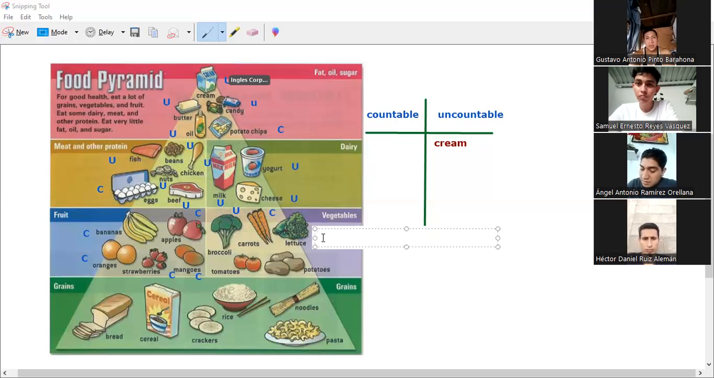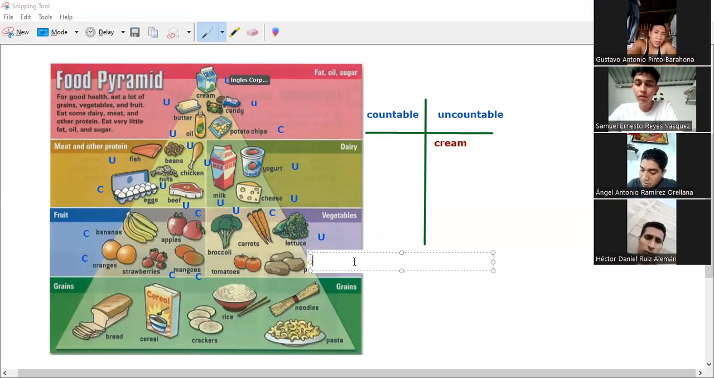Okay. Lettuce. Uncountable. We don't eat a full lettuce. We eat a part of a lettuce, so it's uncountable.